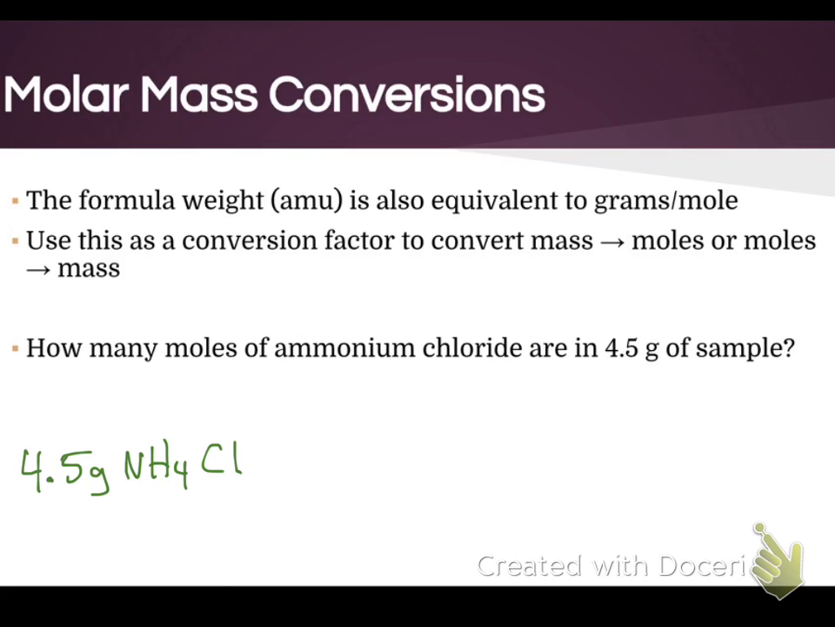I got some space. So 4.5 grams of NH4Cl is where we're starting, and I'm going to multiply it by molar mass, but I want to put the grams on the bottom. I'm going to put moles on top because ultimately that's where I'm trying to get. And so to figure out how many grams for 1 mole, I have to add them up from the periodic table.